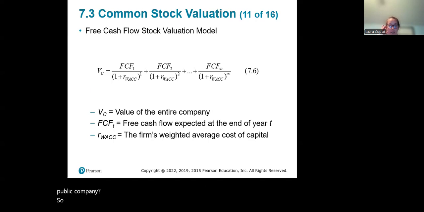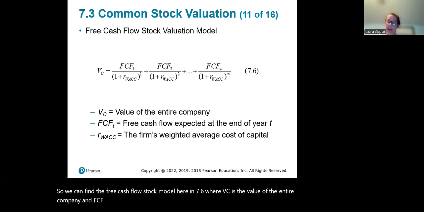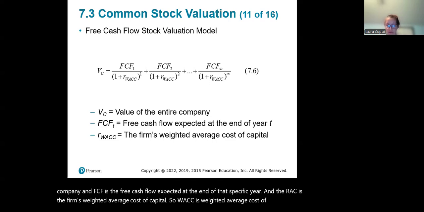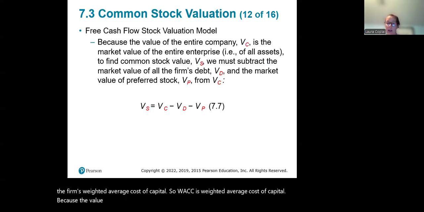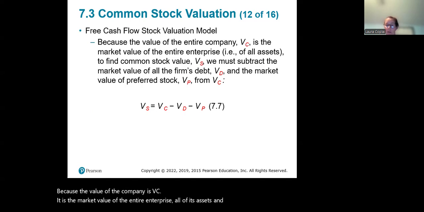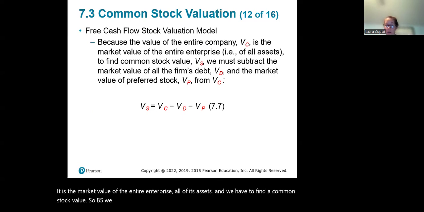So we can find the free cash flow stock model here in 7.6, where VC is the value of the entire company, and FCF is the free cash flow expected at the end of that specific year. And the WACC is the firm's weighted average cost of capital. Because the value of the company is VC, the market value of the entire enterprise, all of its assets, and we have to find a common stock value, VS, we have to subtract the market value of the firm's debt, or VD, and the market value of its preferred stock, VP, from VC. So VS is going to equal VC minus VD minus VP.